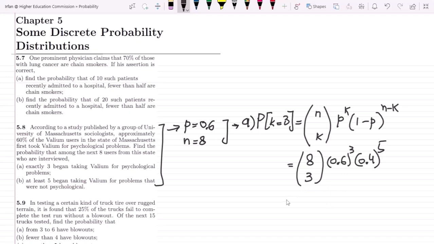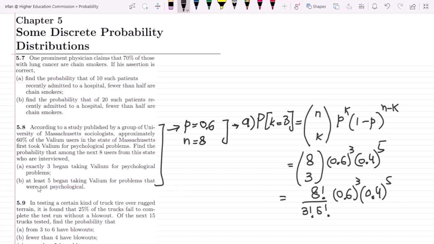Okay, so by using it you have to use what? It will be 8 factorial divided by 3 factorial, 8 minus 3 is 5 factorial. It would be 0.6 cubed and 0.4 to the power 5. Okay, so by solving it you will get the answer of your question. So it is very easy.